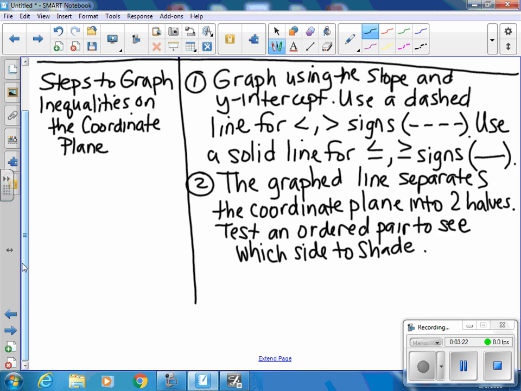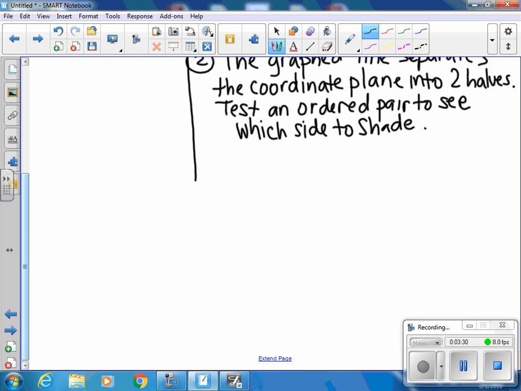If you remember from graphing on a number line, we had to shade either to the left of the dot or to the right of the dot, depending on whether we had greater than or less than. Well, the same is going to hold true in the coordinate plane, but it's going to be about which side of the line you should shade. So that test point is kind of optional. If you use some common sense, you don't even have to do step 2. You can immediately jump to step 3.